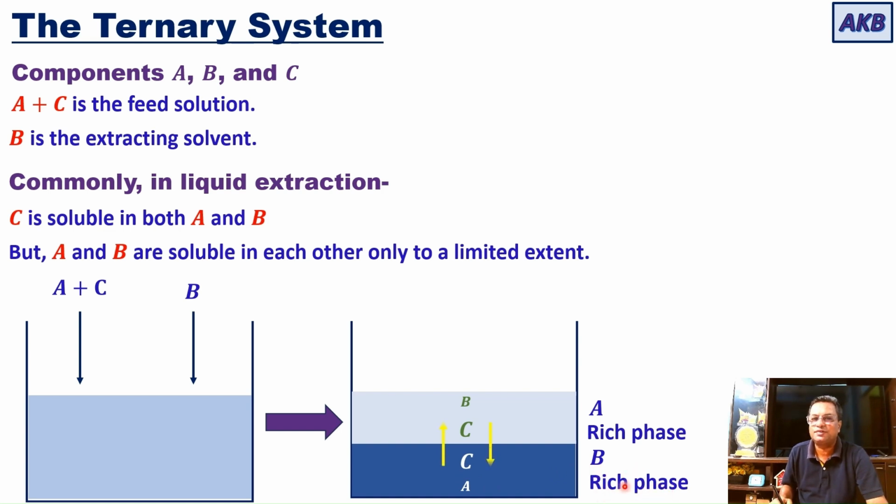The solvent-rich phase is called the extract-rich phase, whereas A is said to be the carrier solvent. The carrier solvent rich phase is said to be the raffinate layer, and the B rich phase is the extract layer. I have talked about it in my earlier videos. I am giving link to those videos in the description section. You please watch those videos if you have not seen them.